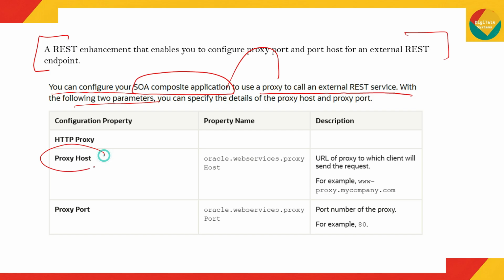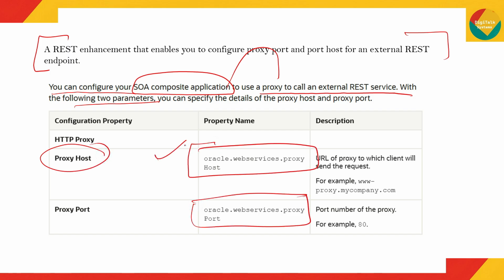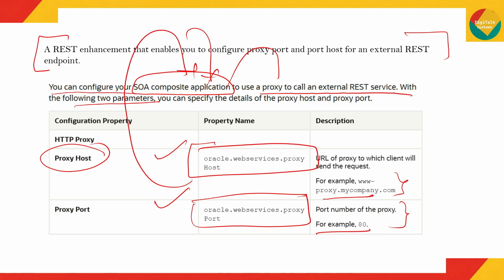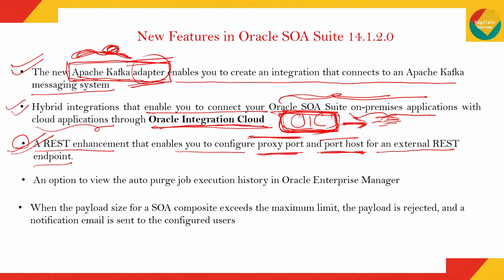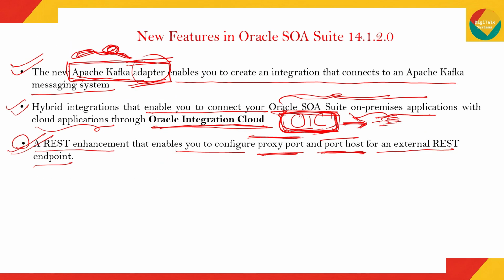So that means we have now two parameters. These are the property names we can directly define in the composites, okay, and with the help of this we can define our organization's proxy host and proxy port, and this can directly be implemented in your composite application. So this is again one of the major enhancements, right, where we can define the proxy host and port directly in our SOA composite. This is the third integration.